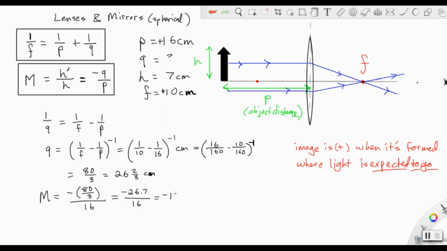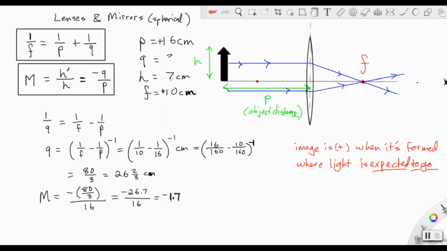Negative 1.7, okay? All right, so that means that it is basically 70% larger. It means that it is 1.7 times the size of our object.